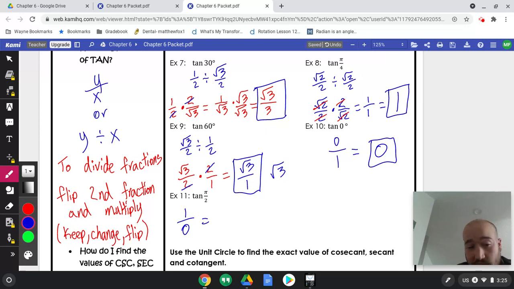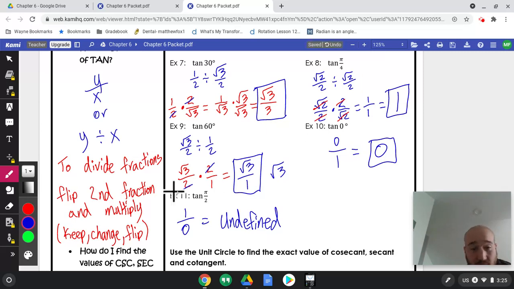That doesn't make sense. If I have 1 pizza and I divide it between 0 people, what? I don't get that. And I don't think you can understand that either. It just conceptually does not make sense. Okay, so what we write here is undefined. That answer would be undefined.